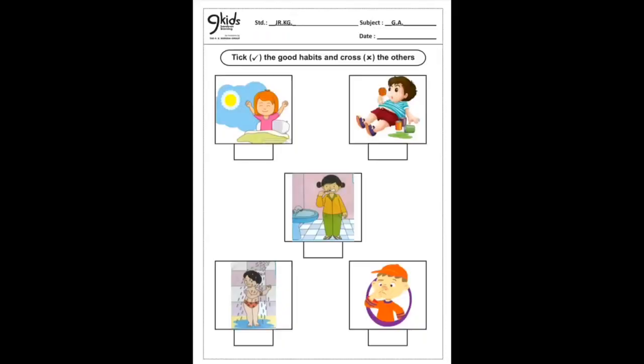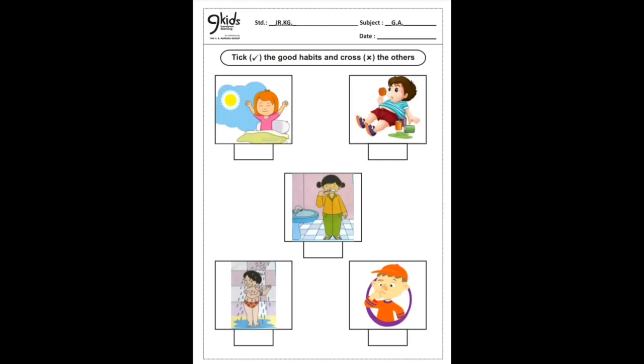Now children, here is a worksheet of good habits. In this worksheet, you can see the pictures related to the good habits and bad habits. First, we will see the pictures. If the picture is related to a good habit, we will put a tick mark in the box which is given below the picture. And if the picture is related to bad habits, we will put a cross in the box which is given below the picture.